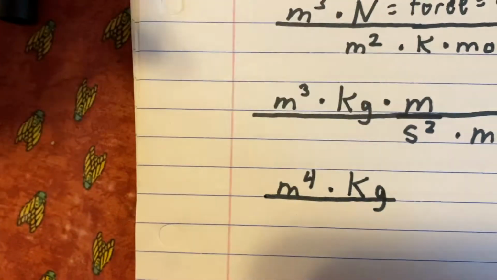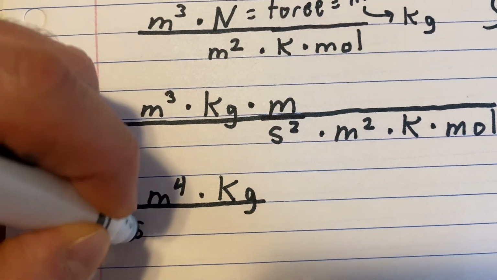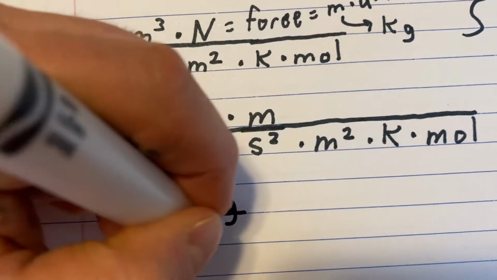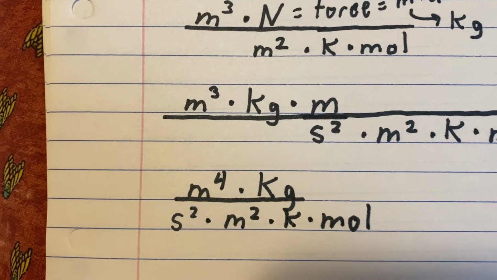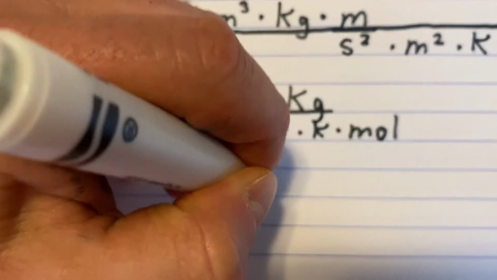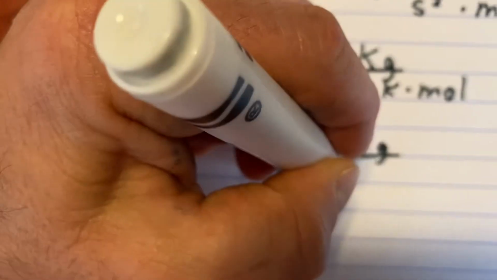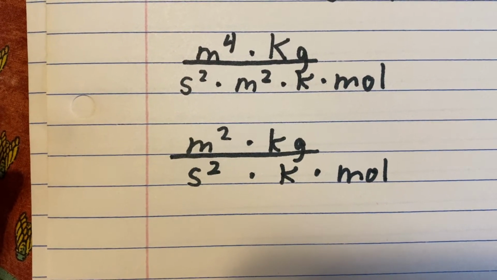And in the denominator, I will have seconds squared, meters squared, times Kelvin, times mole. Dig? All right, so now I'm going to kill some of those meters there. I will be left with meters squared times kilograms in the numerator. And in my denominator, I'm going to have seconds squared times Kelvin times mole. Does that make sense? Do you see how I broke that down?